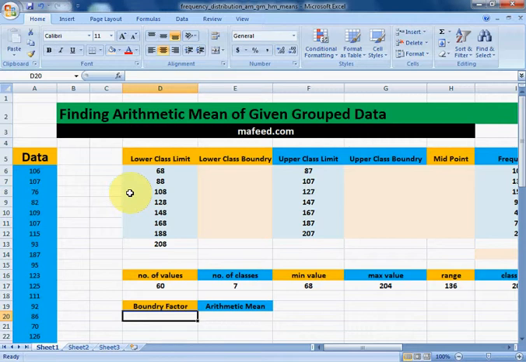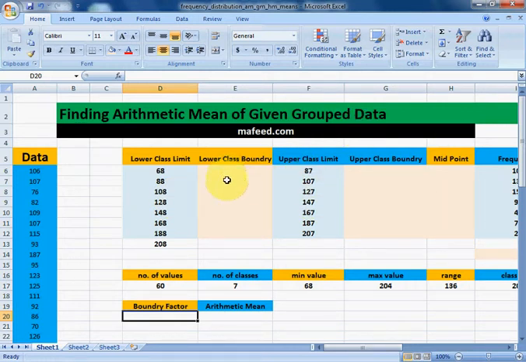But if we first need to find the group data from the given ungrouped data, then there is a link in the description. Please visit that link and you will learn how to find group data from the given ungrouped data. Afterwards we will have this given group data, then we can move ahead.